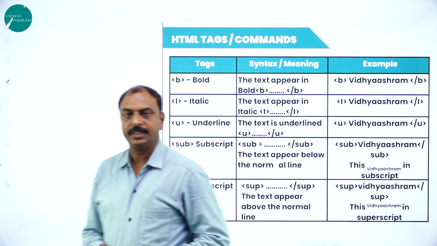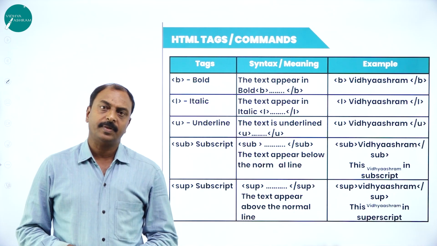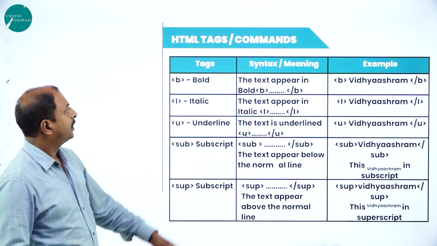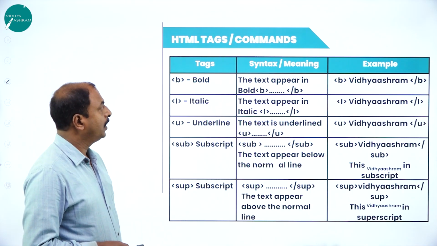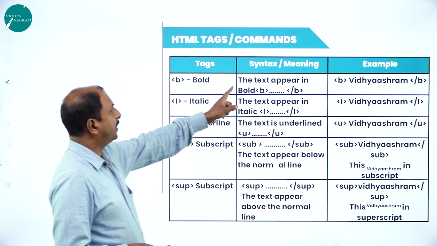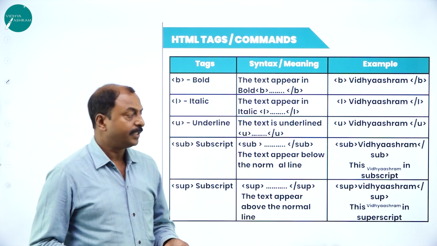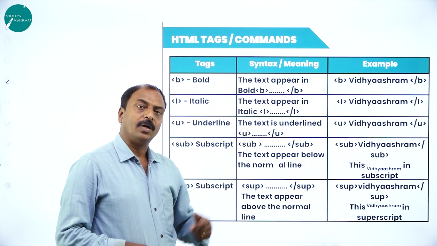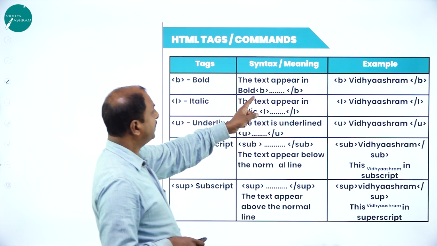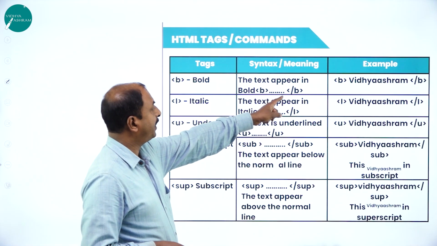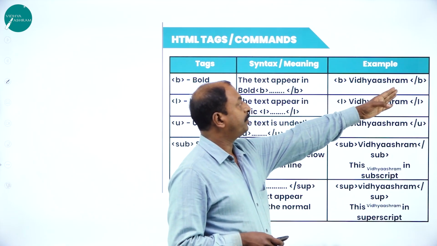Now let us discuss a few basic formatting tags of the HTML language. The first tag is B, which stands for bold. What is the use of this? The text appears in bold letters, which is different from normal letters. The syntax is the B open tag and the close tag, and inside this we write the text. So this is an example here.